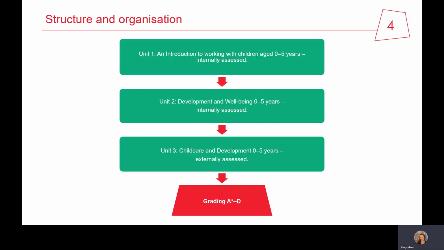The qualification has a total qualification time of 125 hours. It consists of 3 units. Unit 1, an introduction to working with children aged birth to 5 years. Unit 2, development and wellbeing, birth to 5 years. And Unit 3, childcare and development, birth to 5 years.